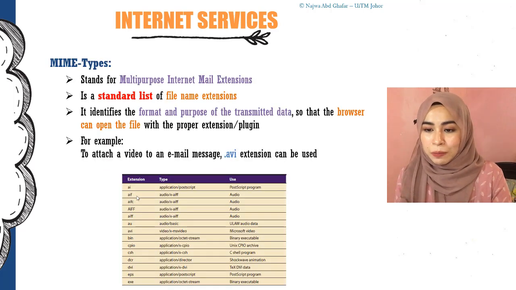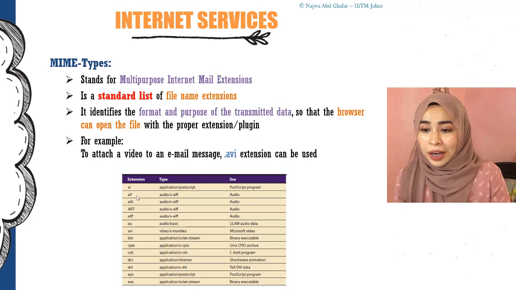Next thing we have is MIME type. This stands for Multi-Purpose Internet Mail Extension. This is a standard list of file name extensions. It identifies the format and purpose of the transmitted data so that the browser can open up the file with the proper extension or plugin.